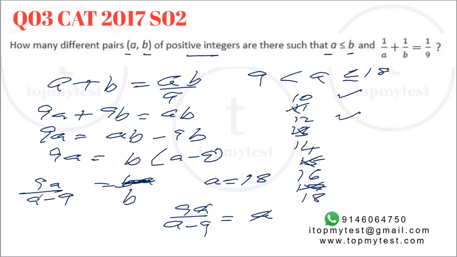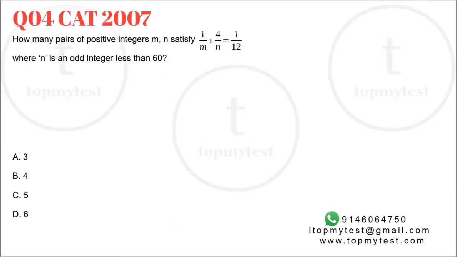9 into 14 divided by 5 will not be a natural number, so out. Same with 16. 16 minus 9 is 7. No factor of 7 here, out. If I put 18, this will be 9, which will cancel it out. Job done. So 3 such values are there. Around 2 minutes in an exam situation. Even if you don't know the formula, what you need to do is basically find a lower bound and upper bound for one of the variables, plug it in, and the job will be done. Question number 4 is very similar to the previous one.